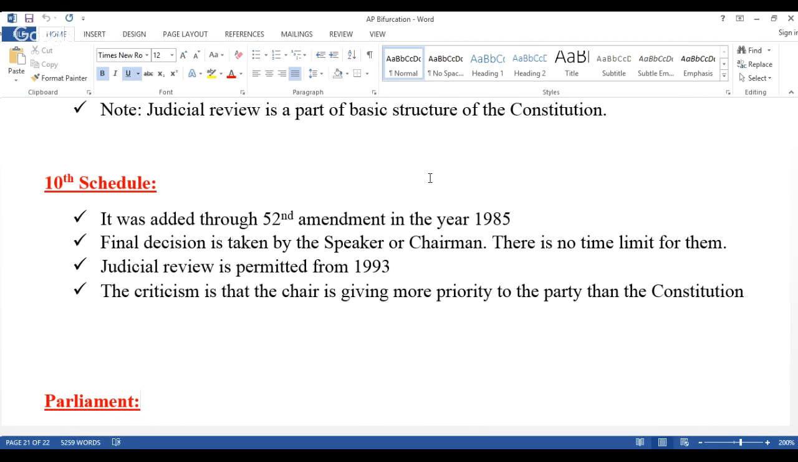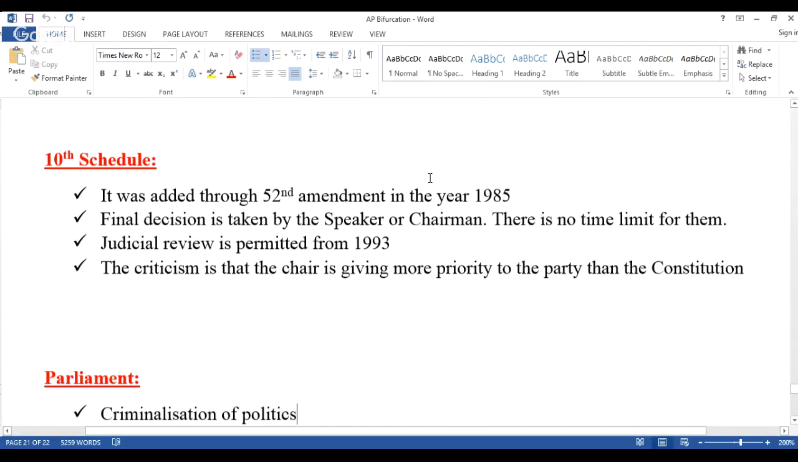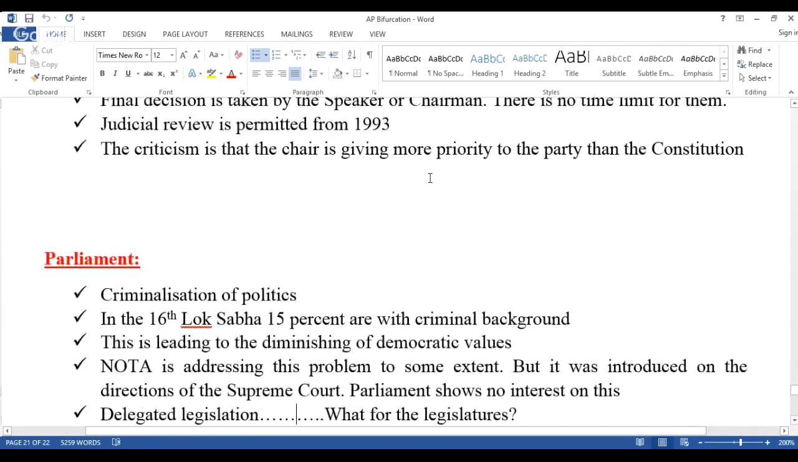Right? The final decision will be taken by the Speaker, but there is no time limit. Kindly look at your own state. You may have some examples. And if you don't have any live example, look at the history of your state. Definitely, you can see certain examples in this. Clear? Next. So next, with respect to the Parliament, what is happening?